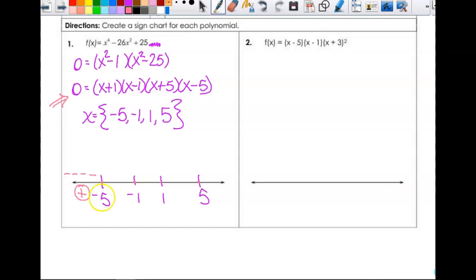So between -5 and -1, let's choose -2. If I put -2 in here, that would give me a negative number. -2 in here would give me a negative number. -2 in here would give me a positive number. -2 in here would give me a negative number. Do y'all understand where I'm getting my negatives and positives from? And when I multiply all that together, what do I get? Negative.